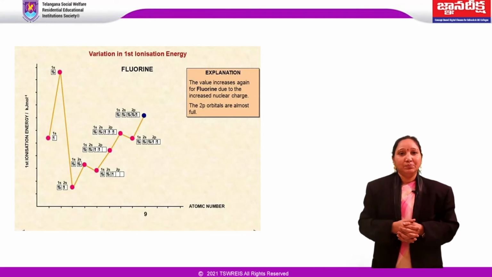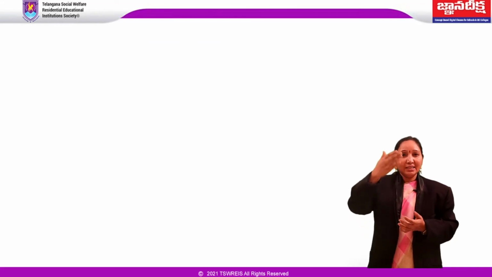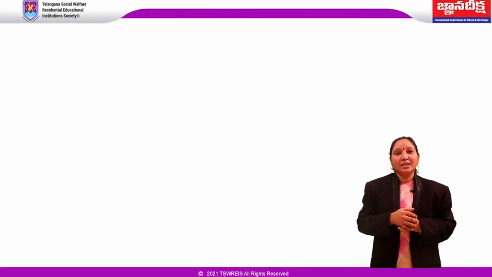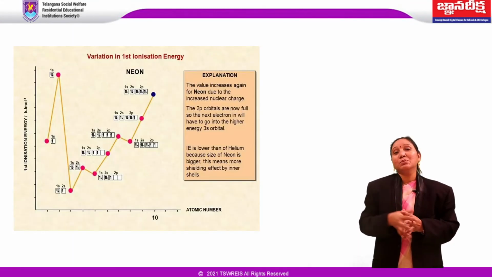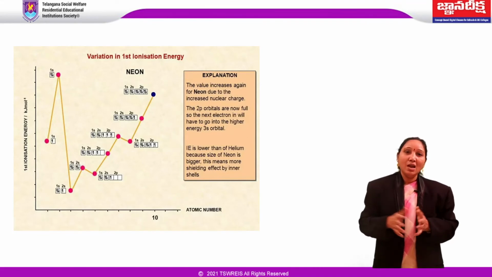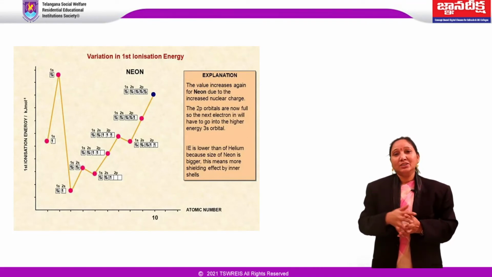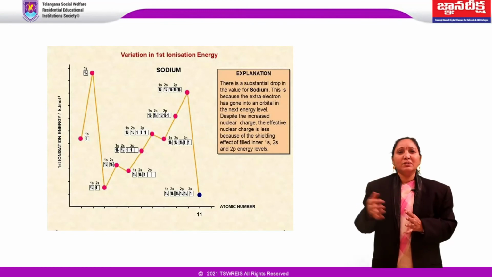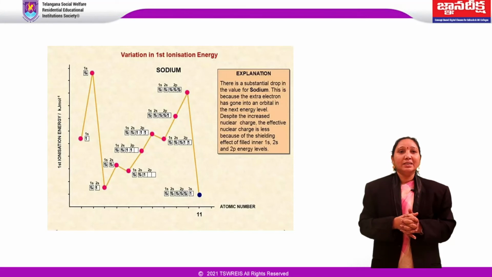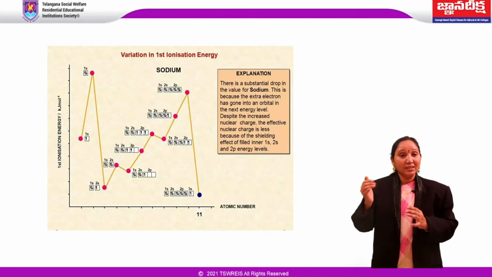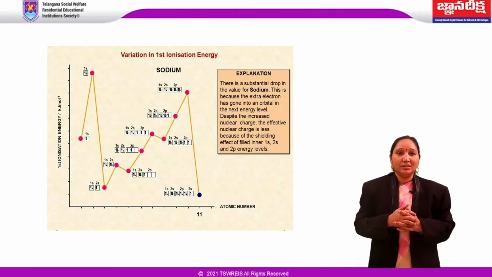Next, sodium. In sodium, again a new shell is added. Therefore, there is a drop in the ionization energy from neon to the sodium. Because of its larger size, it requires less amount of energy to remove the electron from the outer shell. When you go to magnesium again, the amount of energy required to remove the electron will be increased. Like this, different energies are given to remove the electrons basing on their electronic configurations.